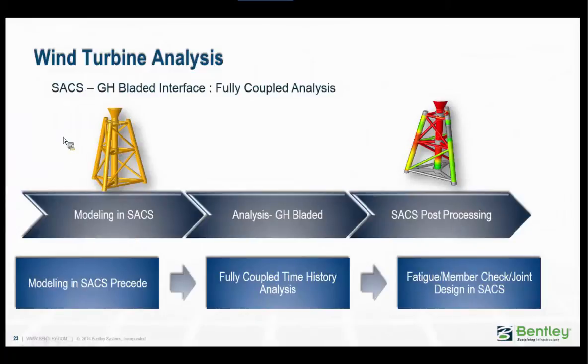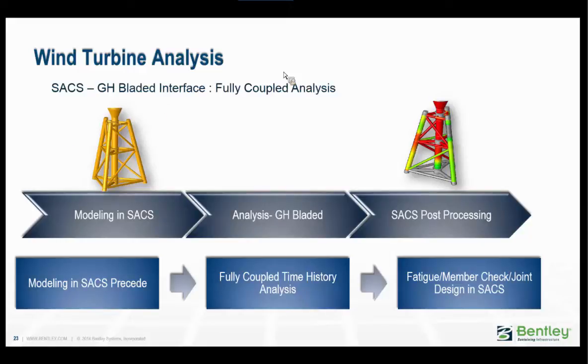In this case, we have a front end to GH Bladed where you can go ahead and model the actual structure in SACS, and then this can be passed on to GH Bladed. Now, obviously, there are certain attributes that exist in SACS that don't exist in GH Bladed, so you might have to do some minor modifications in the GH Bladed program, so your model is acceptable to that product.